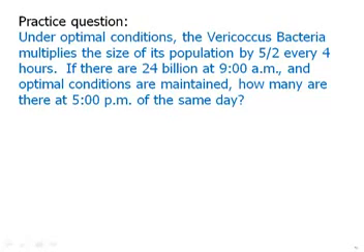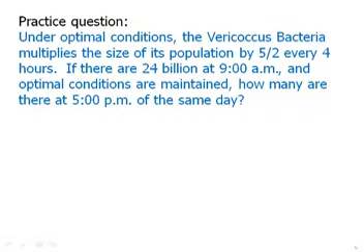Okay. So we have some kind of bacteria, and it multiplies the size of its population by 5 halves every 4 hours. 4 hours is the time interval step that we're going to take. So there are 24 billion at 9 a.m. and optimal conditions are maintained. How many are there at 5 p.m. of the same day?